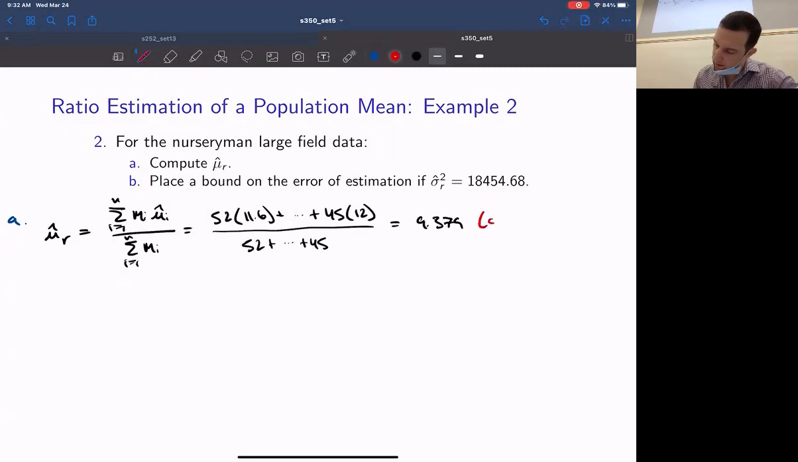9.379. If we compare to the original estimate, you can see that these are pretty close to each other. We have 9.379 based off the ratio estimator approach, and we had 9.559 based off the traditional two-stage cluster sampling approach.